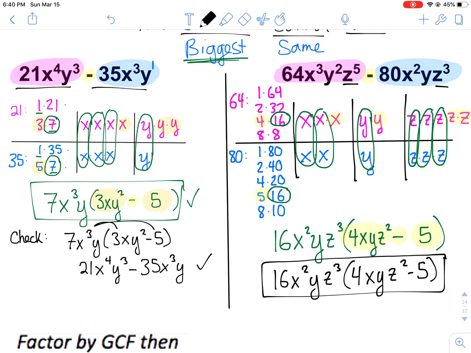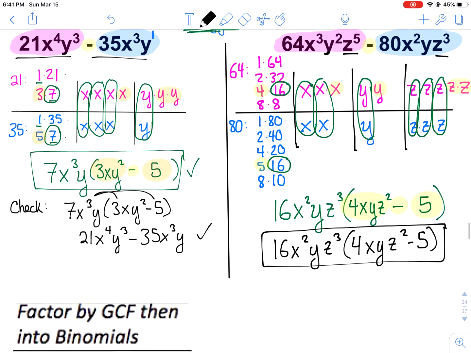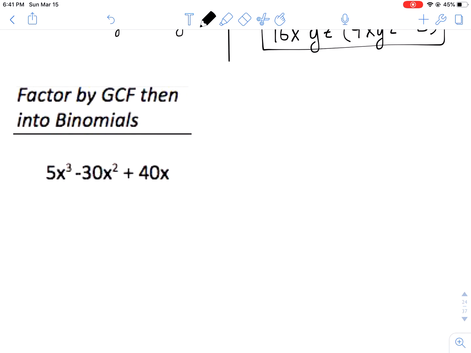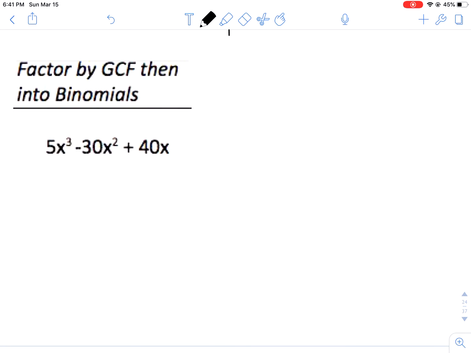Okay. Our last problem is kind of a special case type of problem. For this one, we are going to factor using the greatest common factor, and then we're going to factor into binomials. So here we have 3 terms. 1, 2, 3. So when we set up our table, we're actually going to have 3 spaces for our terms.